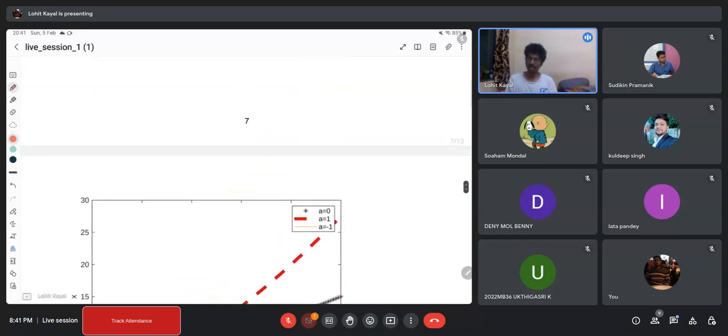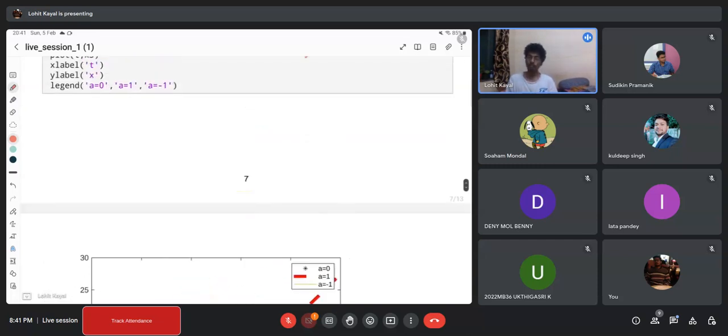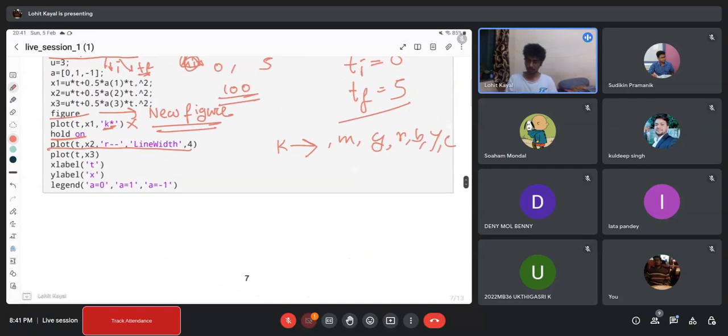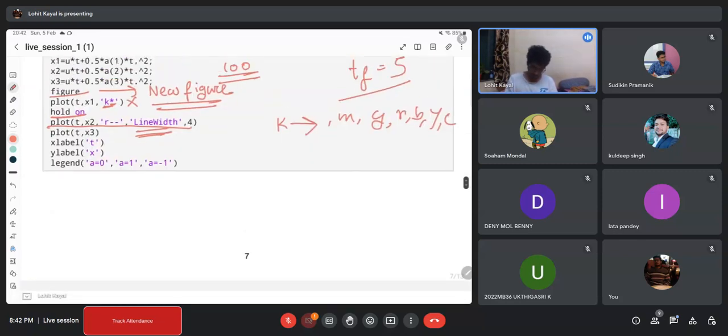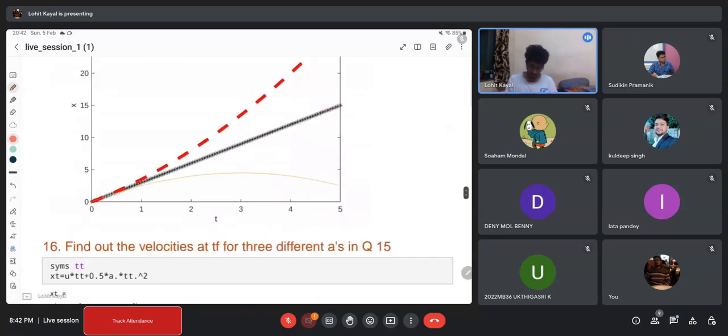These are basically some markers if you want to separate different plots. And again I have written something, line width. Line width means the width of the line will be 4. And see that here this is a simple plot t comma x3. Here this is the simple straight line, and you can see the effect of line width. This is the default line width.